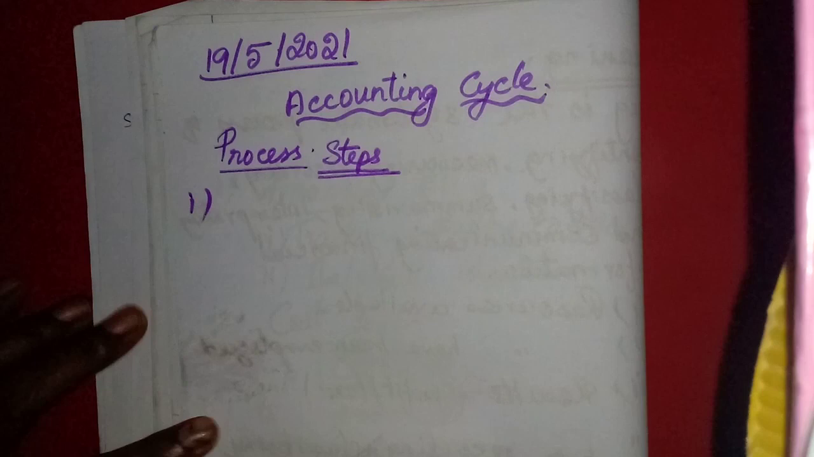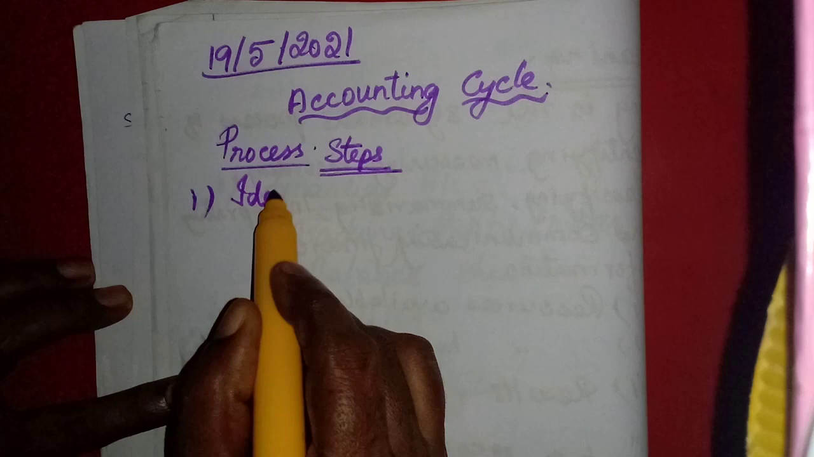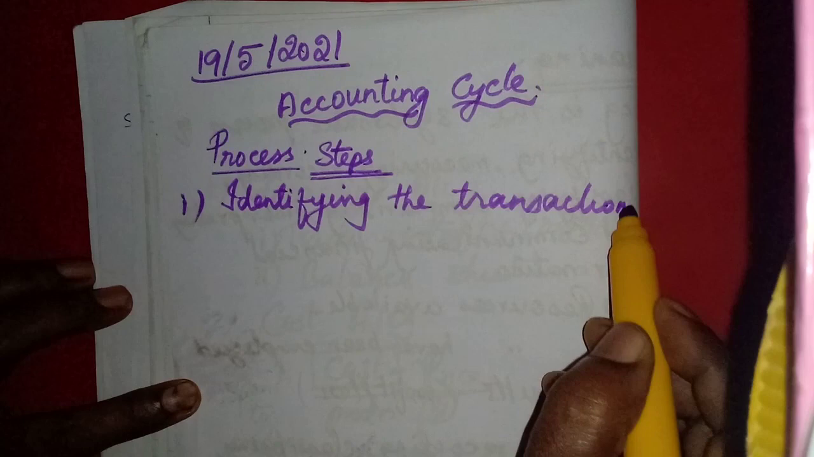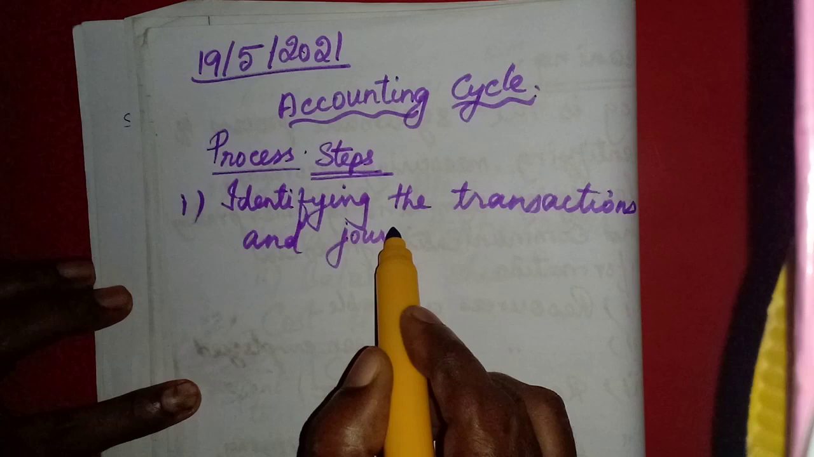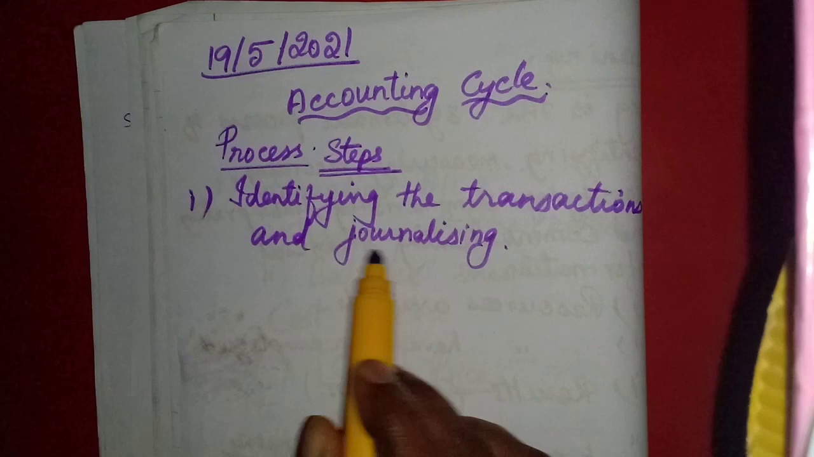I have explained many times, even then, now we will write and see. The first step is identifying the transactions, and journalizing. This one we will learn in the third lesson. The third lesson is preparation of journal entry. So, identifying the transactions and journalizing.